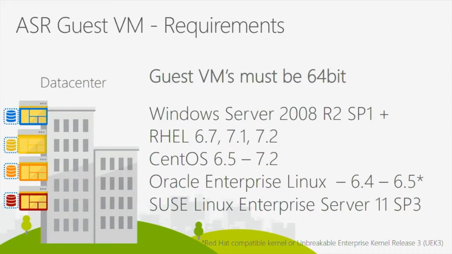From a guest point of view, ASR only supports 64-bit operating systems. So even though in Azure we can run 32-bit guests, ASR only supports 64-bit guests. So that catches people out sometimes. But as you can see from the slides, there's good support for enterprise Linux guests as well. And it's only server operating systems that are supported, not client operating systems. Just a note, if you're running Oracle Enterprise Linux, I'm not a Linux man, so I need to check my notes here, you need to be running the Red Hat compatible or the unbreakable enterprise kernel for it to be supported by ASR.